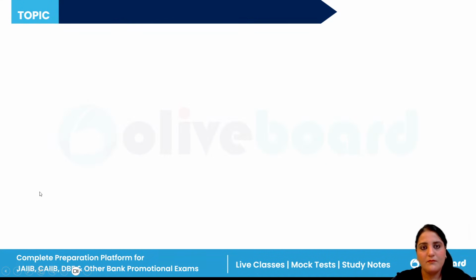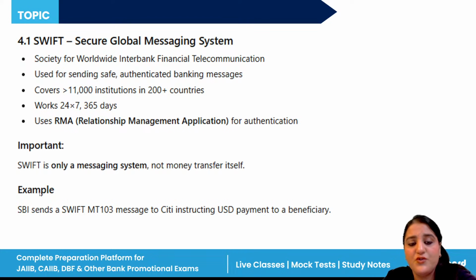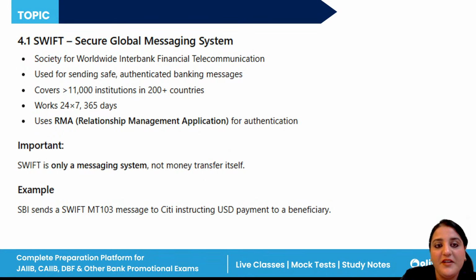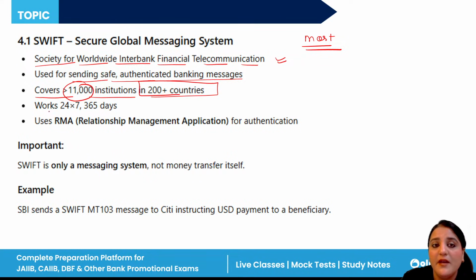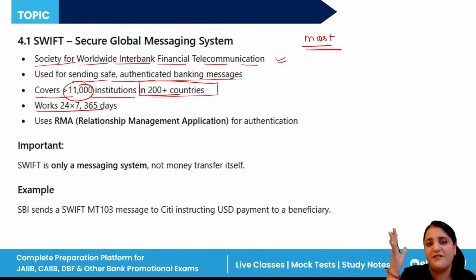Then let's learn about SWIFT today. What is the meaning of SWIFT? SWIFT is the Society for Worldwide Interbank Financial Telecommunication, one of the most important or most popular ones. It is used for sending safe, authenticated banking messages. It covers more than 11,000 institutions in 200 plus countries. It works 24 into 7 into 365 days.